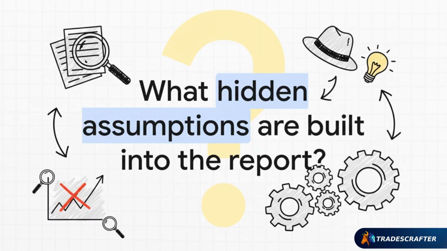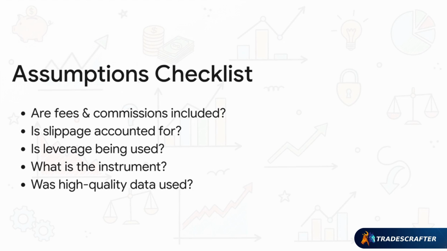Okay, now even if you have what seems like good evidence, every single performance report is built on a pile of assumptions. Your job is to be the detective and ask the most important question. What hidden assumptions are making these results look this good? Here is your quick-fire checklist. Are commissions and fees included? Is slippage accounted for? How much leverage is being used? Because that magnifies everything, wins and losses. Is that amount of leverage realistic for you? What's the instrument being traded and when? And what about the data itself? Was it clean, high-quality data? The answers to these questions can totally change whether a strategy is profitable or not.